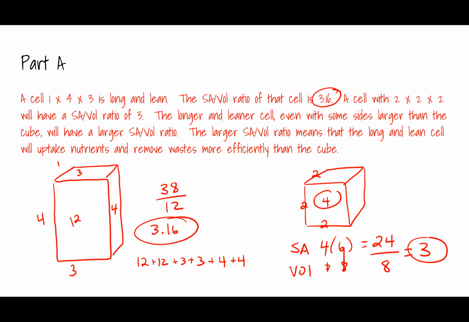So cell A has a long and lean configuration compared to cell B, which is a cube. The longer and leaner cell, even though some sides are bigger, will actually have a larger surface area to volume ratio. The larger that is, the more efficiently the cell will be able to take in nutrients as well as remove wastes. That is a very big deal.